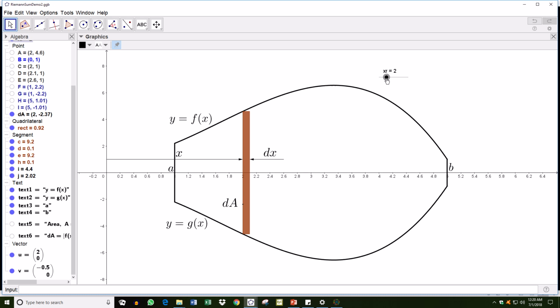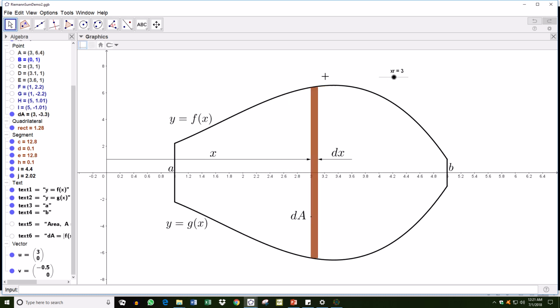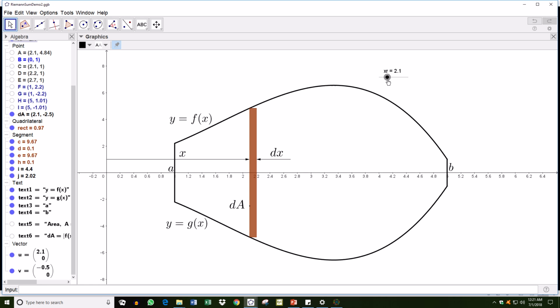If we are at x equals 3, that is, the x coordinate of that point is 3, then the y value is f of 3. In our case, we happen to be at some arbitrary x, so the y value would be f of x. Similarly, the y value at the bottom point would be g of x, because the bottom point is on the curve y equals g of x. So f of x minus g of x should give you the height of the rectangle, the width is dx, and guess what? The differential area dA is nothing but f of x minus g of x times dx.